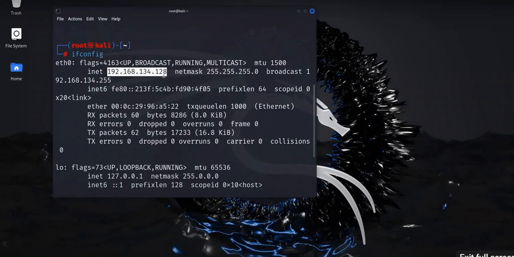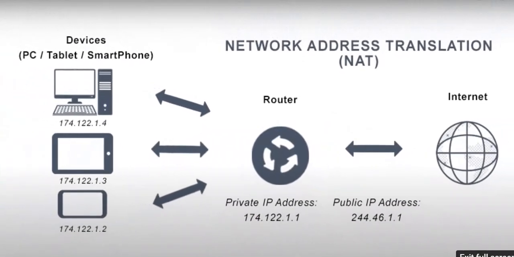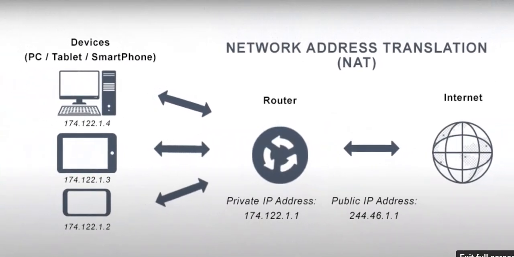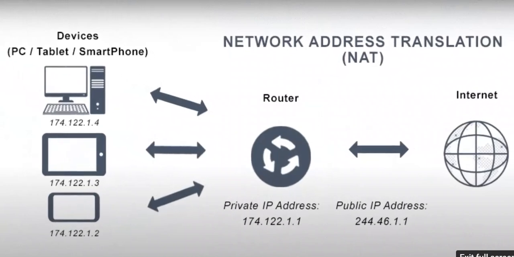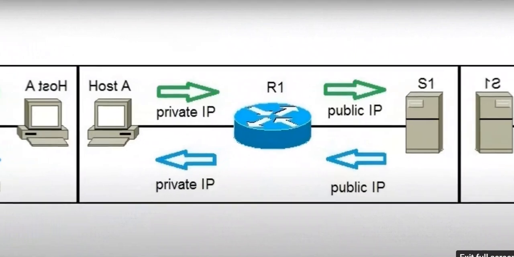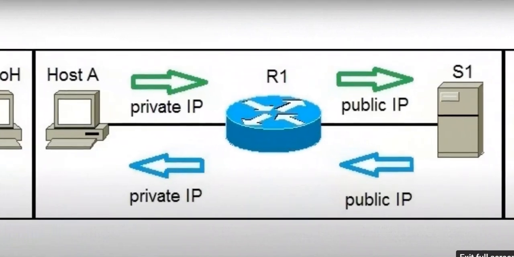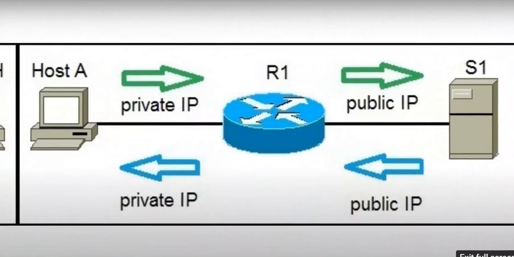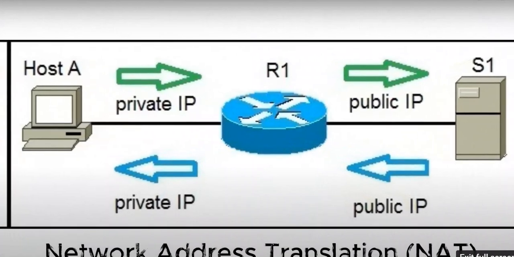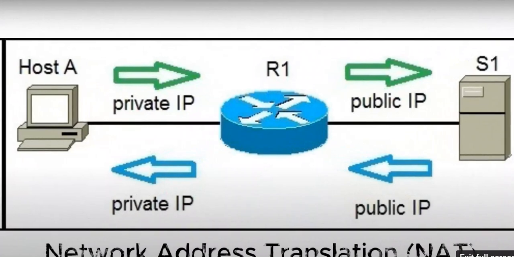For internet communication, your private IP address needs to be translated into a public IP address by a network address translation, or NAT, device. This translation process allows devices within your local network to access the internet using a shared public IP address. This is necessary because private IP addresses within a local area network cannot be directly used on the internet since they are not unique. Many LANs use the same private IP addresses internally.